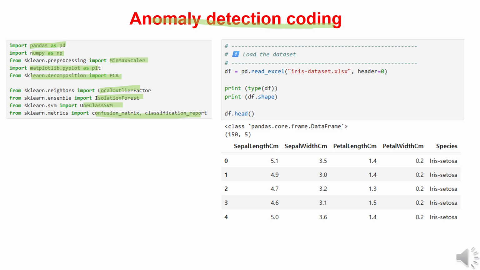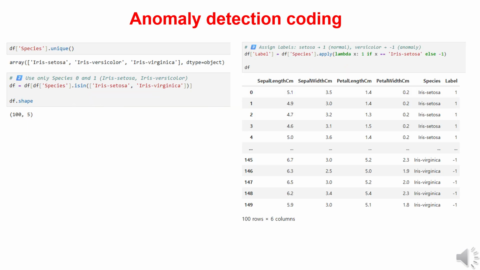Next, we load the Iris Excel dataset and store it in a variable called df. Using the shape command, we can see that the dataset contains 150 rows and 5 columns. Finally, by using the head command, we can preview the first 5 rows of the dataset.